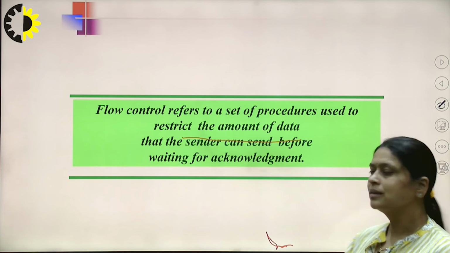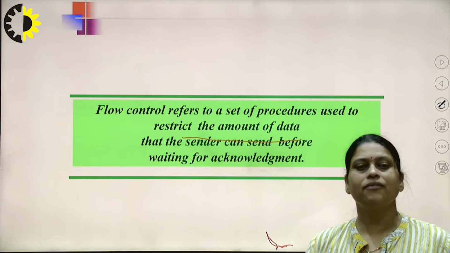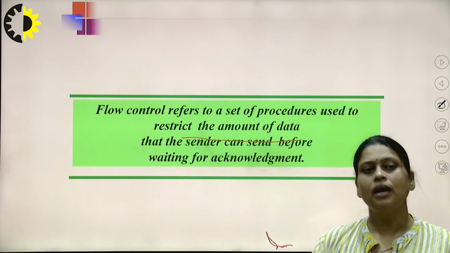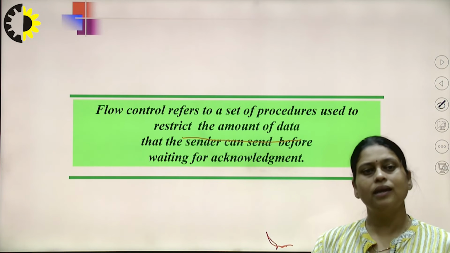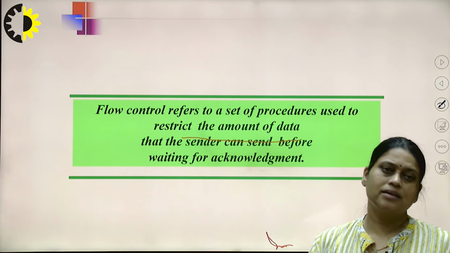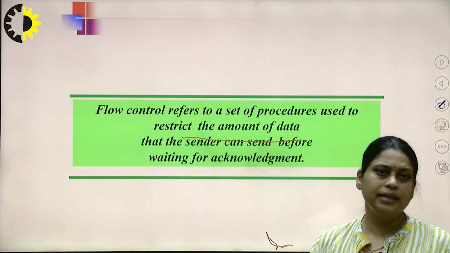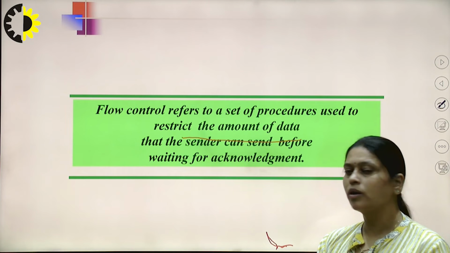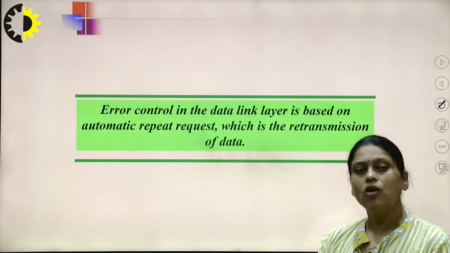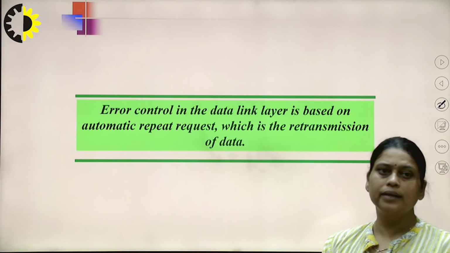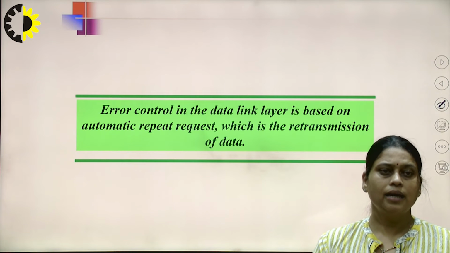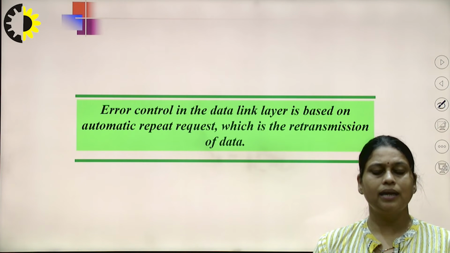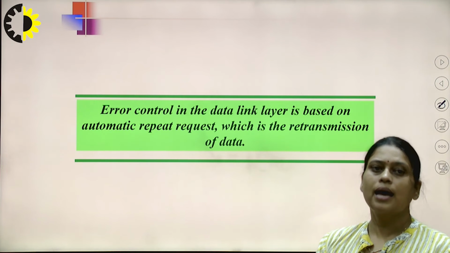In that case, the sender will wait for the acknowledgement until the first frame is received by the receiver. The sender will not send the next data or next frame. This is the concept of flow control. Now, the next major functionality of the data link layer or logical link control layer is error control.